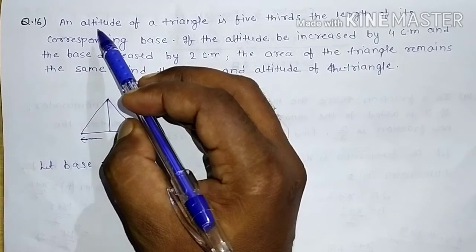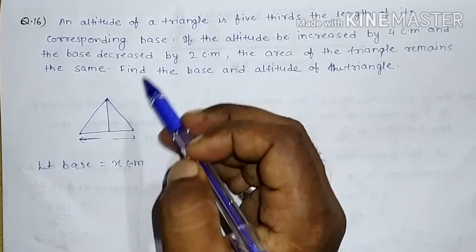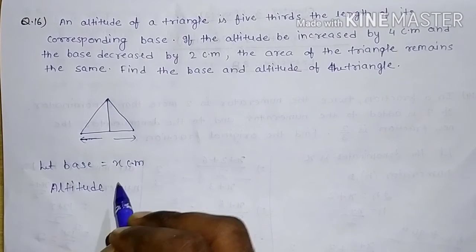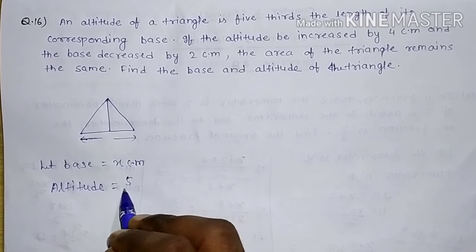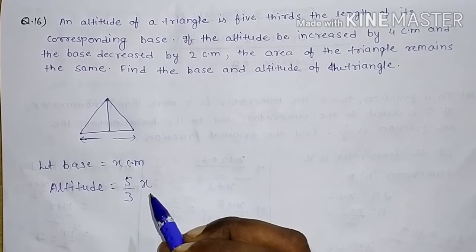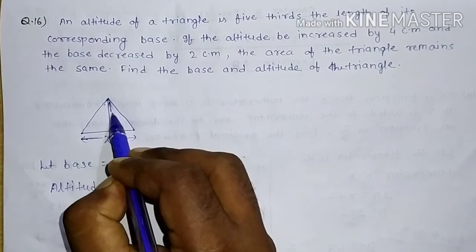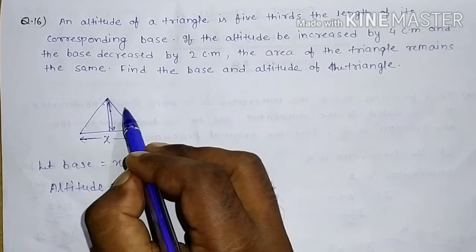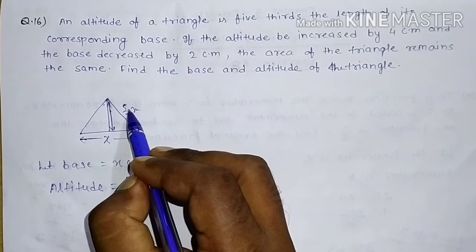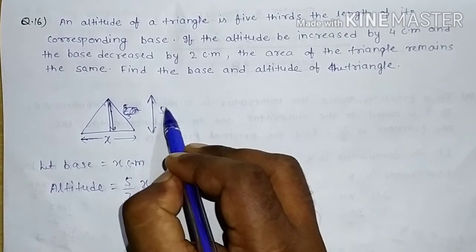Now altitude, the expression is given, altitude of a triangle is 5/3 the length of its base. That means altitude becomes 5/3 of the base, that means base is x centimeter. Now the base is x centimeter and the altitude, this one, is 5 by 3x. This length is 5 by 3x. You can write it like this, 5x by 3.